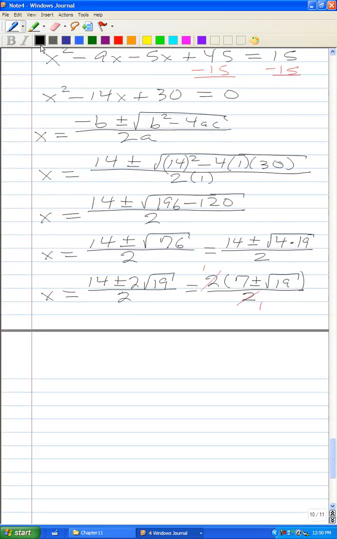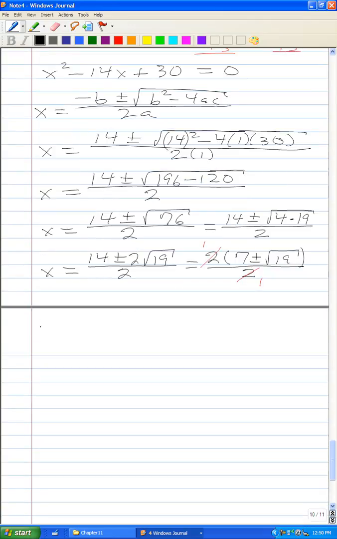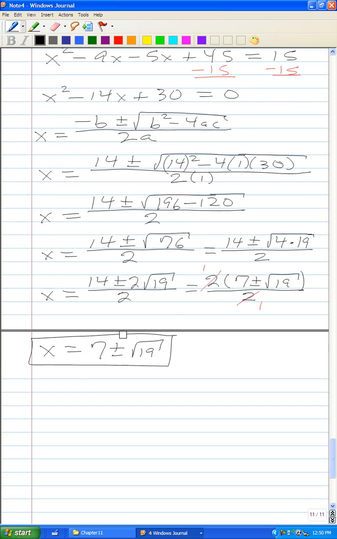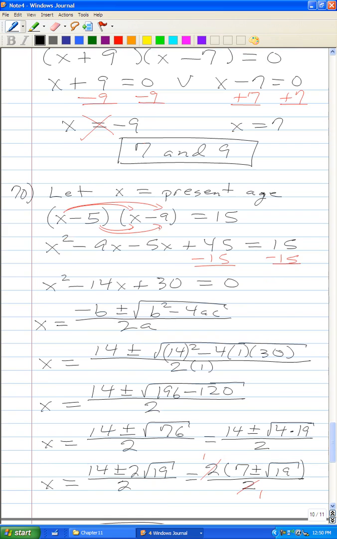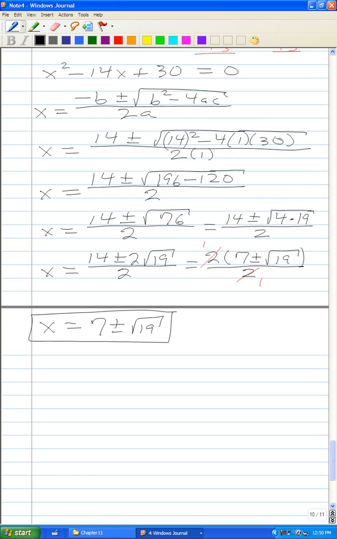So I have here x is equal to 7 plus or minus the square root of 19. Oh, and that's it. I factored out everything. So it's equal to 7 plus or minus rad 19. And so I have two solutions to this quadratic. So his present age is, wait one second. This is a word problem.